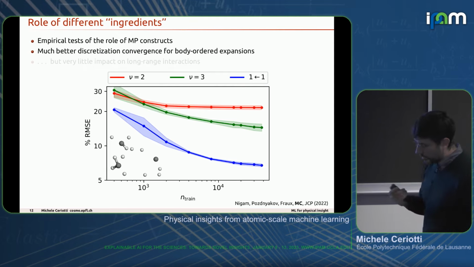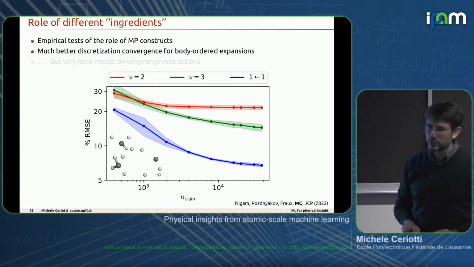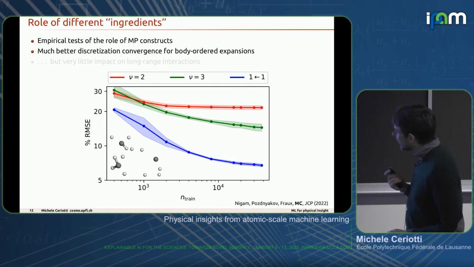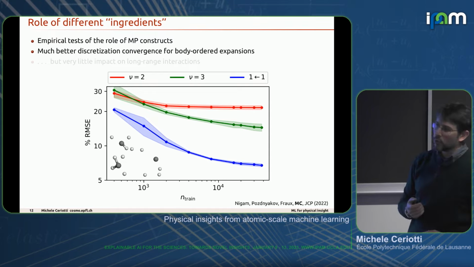So there is one thing that we learn from this: the structure-property relationship in this system cannot be fully described by two-body correlations. You need higher body order. It's very clear from the saturation of the learning curve. Something which I find extremely interesting, however, is the difference between the green and the blue curve.